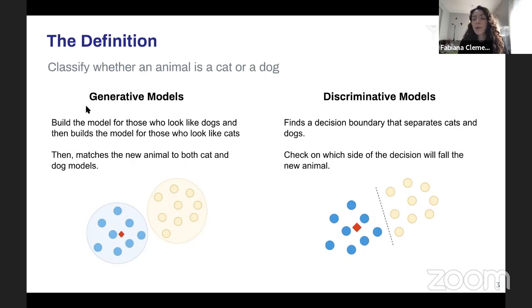In a classification problem where we want to classify whether the characteristics belong to a dog or a cat, the generative model will build the model for those who look like cats and then build the model for those who look like dogs. Whereas the discriminative would rather define a decision boundary that separates what is a dog and a cat. Formally speaking, this means that given a set of data instances, X, and a set of labels, Y, generative models capture the joint probability of X and Y, or just probability of X, if there are no labels. Whereas discriminative models capture the conditional probability of Y knowing X.